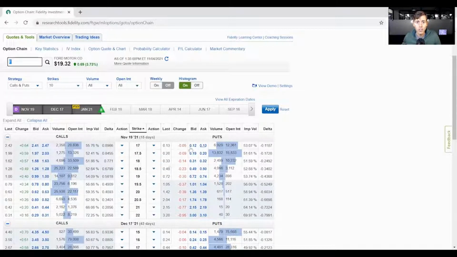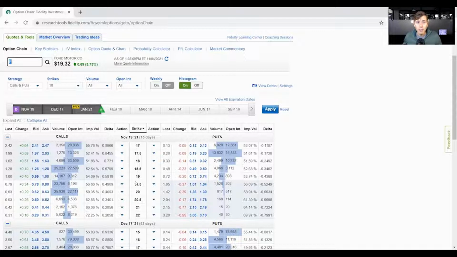Whatever grid you're using, most likely calls are going to be on the left, puts are going to be on the right. Now, there's also a bunch of other information, very similar to stocks. They'll have the last price that it traded at, the change on the day, the bid of the option, the ask of the option, the volume, open interest, implied volatility, delta, etc. You're going to have that for calls and for puts. Okay. We're not going to get too far into the weeds here. We just want to know the basics of how to read the grid.